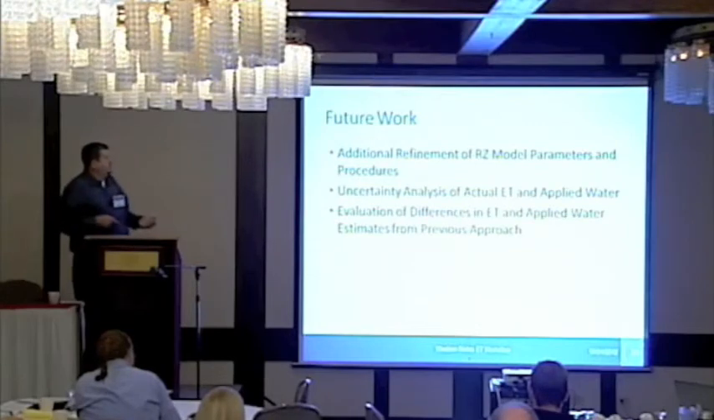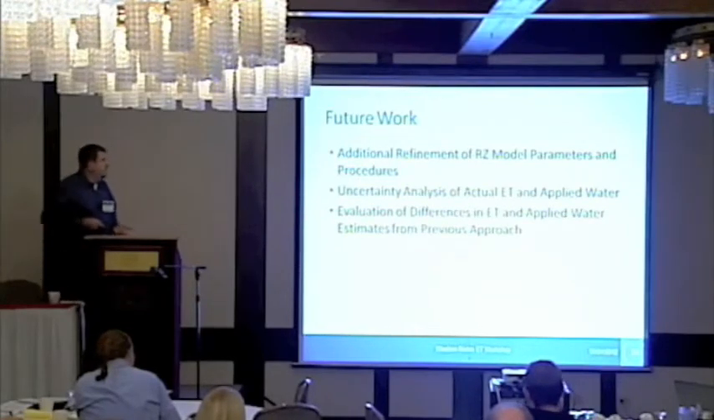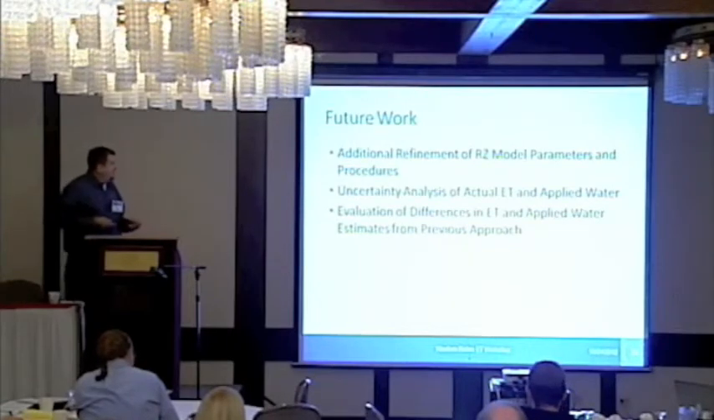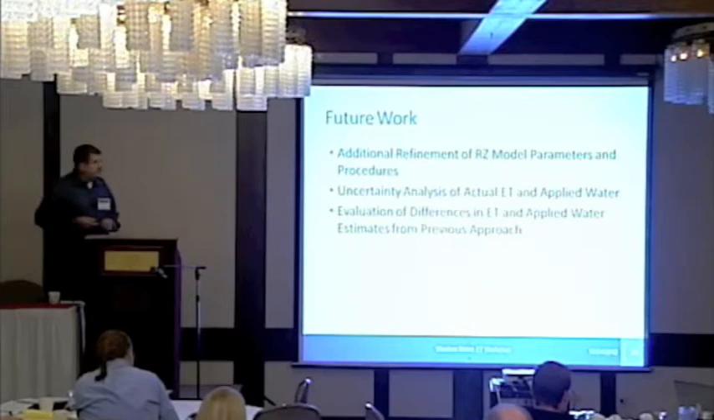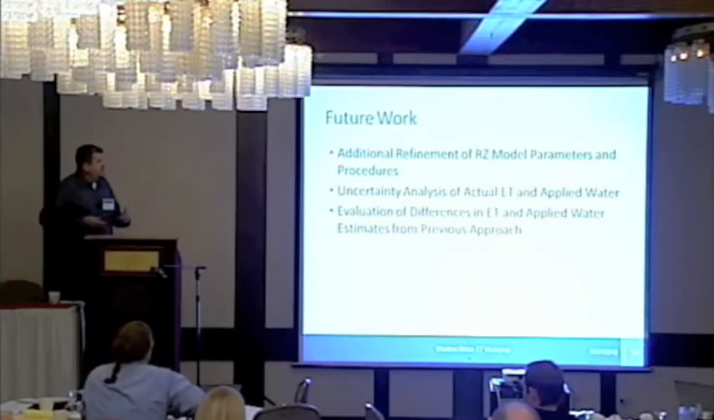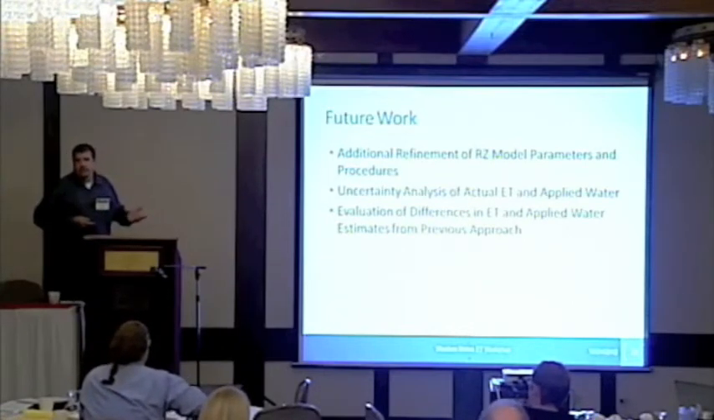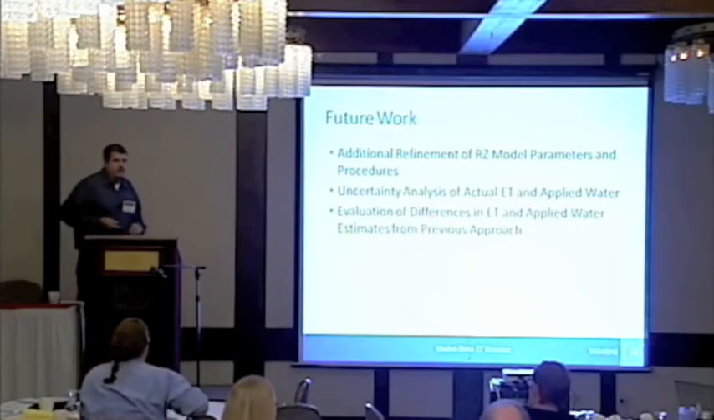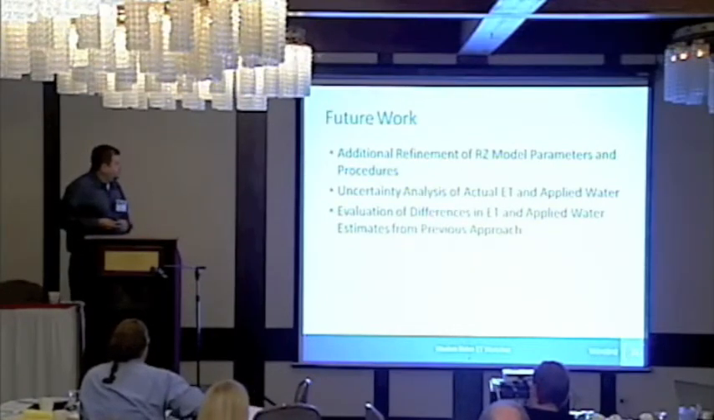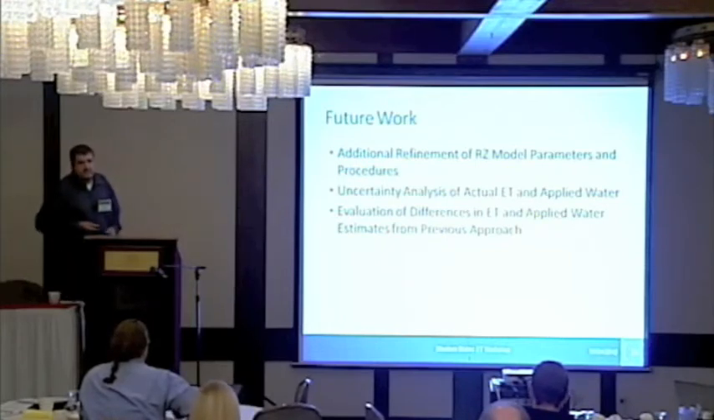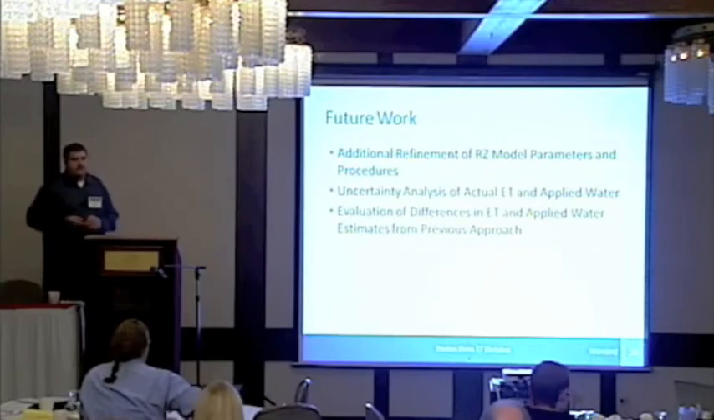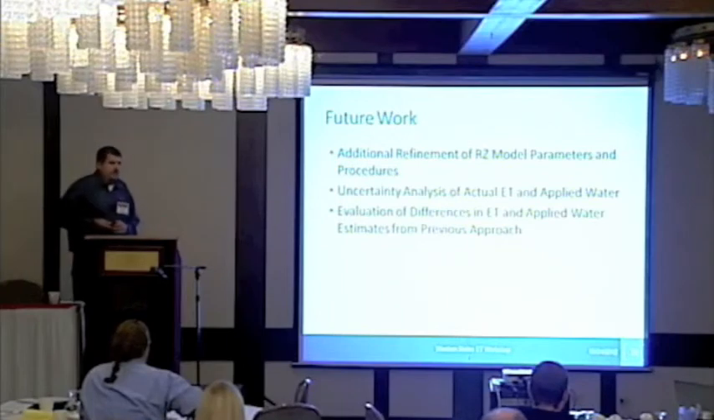So future work: additional refinement of the root zone model parameters and procedures. A lot of that I think we'll be looking at how we're estimating evaporation and the specific parameters we're using there. An uncertainty analysis of actual ET and applied water using this approach, so we can estimate the uncertainty in the individual inputs and then estimate the overall uncertainty in the results. And then an evaluation of the differences in the results from what's been done previously, just to verify whether this is really making a difference in terms of producing different results. Regardless, we think it's increasing the certainty of the results.